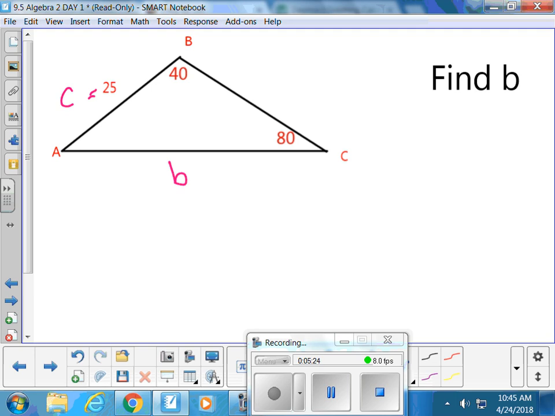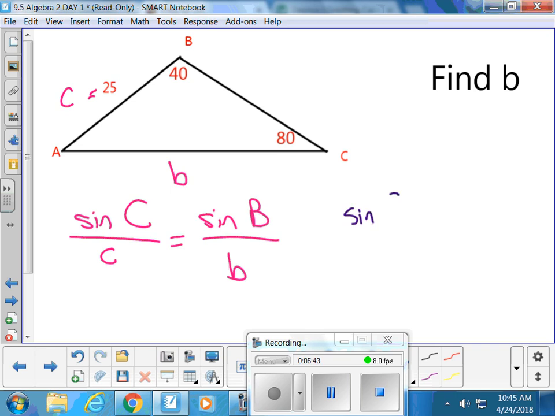Solve for small b. Do we know a complete set of partners, class? Yes! Who do we know? C's. We know the complete set of partners of C. So we're going to start off with who you know. So we're going to start off with sine big C over small c and set that equal to sine big B over small b. So here's going to be my setup. Sine of 80, again, you need that to be an angle, over 25 equals sine big B 40 over small b.